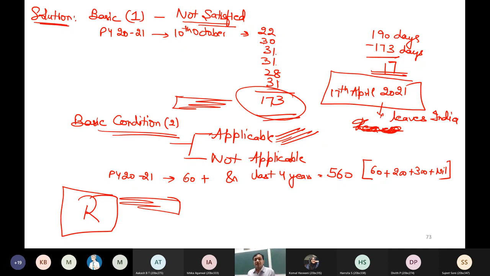But the concept is that I have first checked basic condition number 1, and found it not applicable. I then checked basic condition number 2 and found that it is applicable. Then I checked basic condition number 2 numerically and found that it is satisfied. So the assessee has become resident. If this individual has become resident, then I need to check additional 1 and additional 2 also, to check carefully whether he is ordinarily resident or not ordinarily resident.